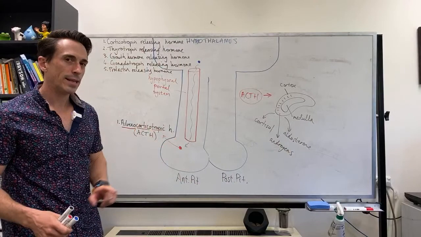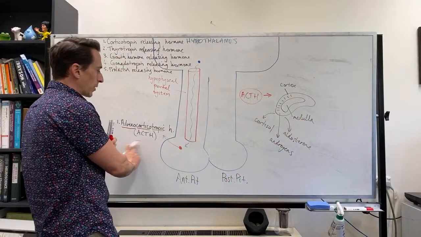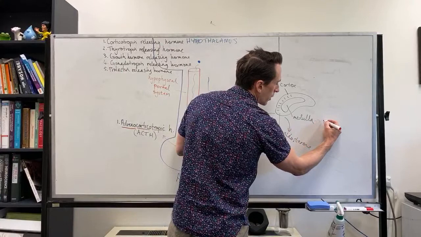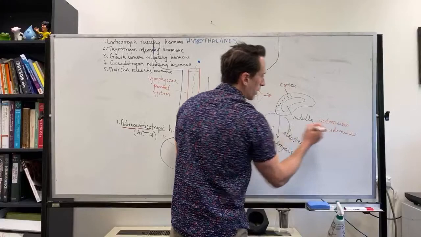Actually, there's two hormones that are released from the medulla, which I should talk about, right? So while they're not necessarily released by ACTH, they are to a small degree, but not specifically. They're adrenaline and noradrenaline. Mainly adrenaline. All right.